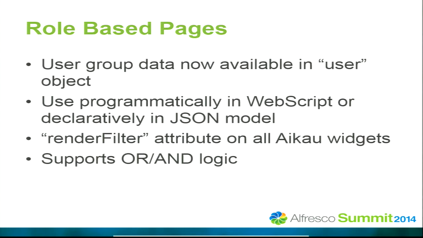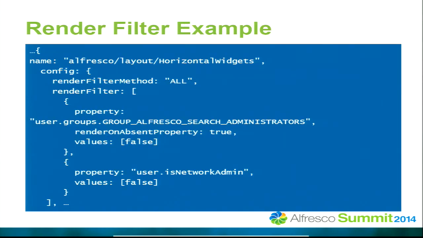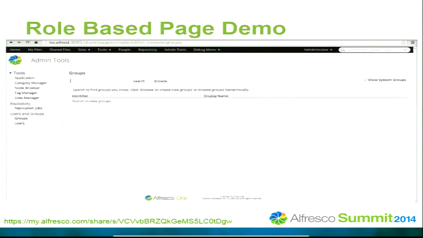And it's just a sort of and/or logic, i.e. render this widget if all of these things are true, or render this widget if one of these things is true. So this is a very simple example. We're going to render this horizontal widget if all of these rules are true. If the current user is not, because we've got false in there, a member of the group Alfresco search administrators, or if they're not a network admin, which is a cloud-specific thing. So that's a genuine example from something in our code. That's just pulling out the group's information. And it's the long group name, not the display name, that we're referencing there.